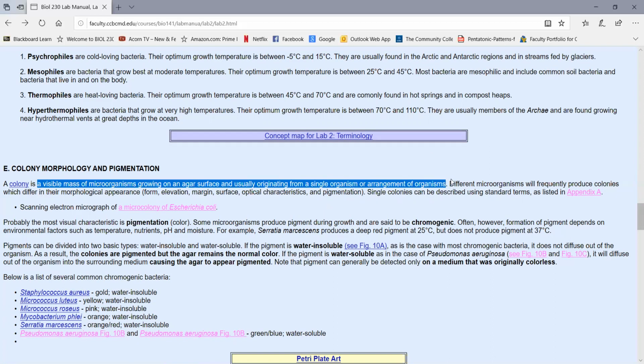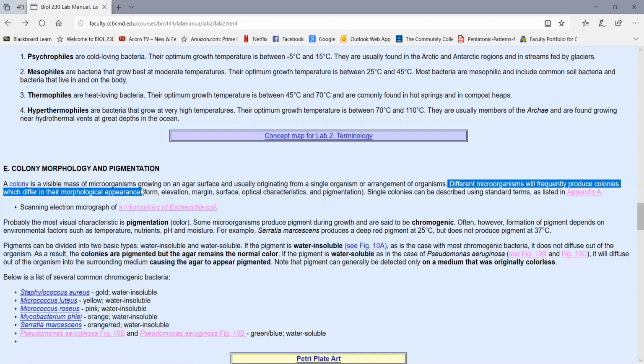Now, different bacteria often produce different looking colonies in terms of their appearance. And again, Appendix A has a bunch of terms that are used to describe colonies, but you don't have to know the terms in Appendix A. But keep in mind that different microorganisms do often produce different looking colonies. Now, we need to remember that a colony is a huge mass of microorganisms all growing together that we can see with the naked eye. Many, many microscopic bacteria in sufficient quantity, we can see them with the naked eye.